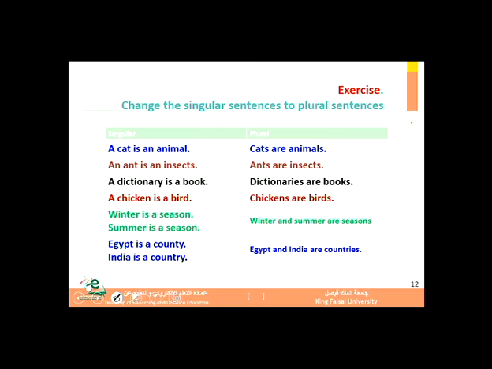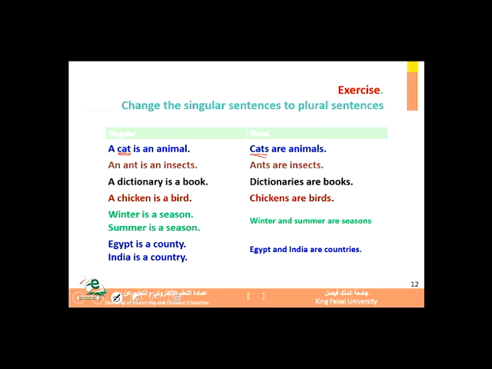This is a simple exercise that tries to show us how we can change a sentence containing a singular noun into a sentence containing a plural noun. A cat is an animal. Cats are animals. Now, if you look at this sentence, there are two changes. The word cat is in the singular, while this cats is in the plural. Because it is in the singular, it took a singular verb. And because cats here is in the plural, it took a plural verb.